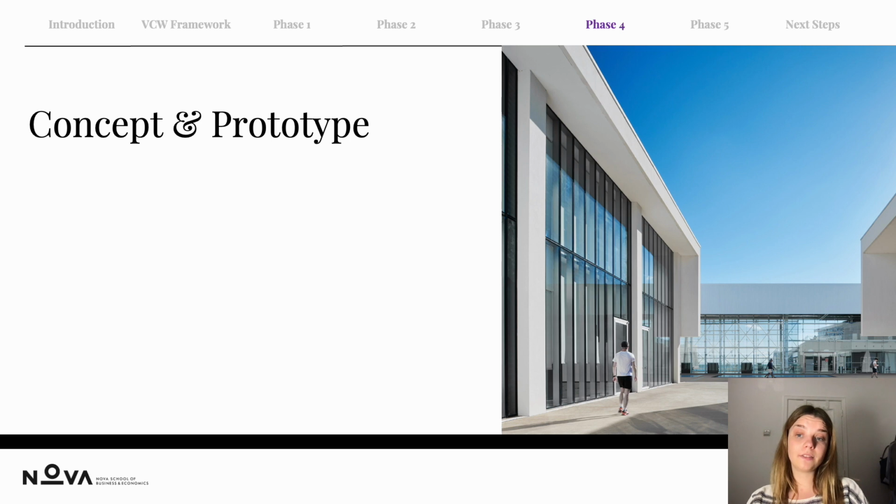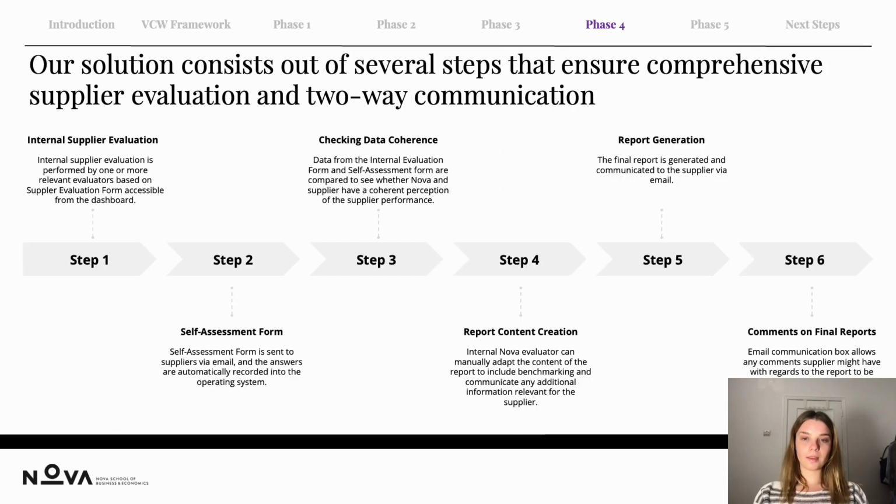So after we've identified and validated the performance scorecard as our final solution, we then turned to the development of a complete concept of supplier performance evaluation and also came up with a prototype of our final solution. As briefly implied previously, the supplier evaluation form is a core element, but it is only one step in the supplier evaluation process. Our complete solution consists of 6 steps, which together ensure a comprehensive evaluation of supplier performance and also provide an opportunity for relationship building between the suppliers and the Nova SBE Procurement Department.